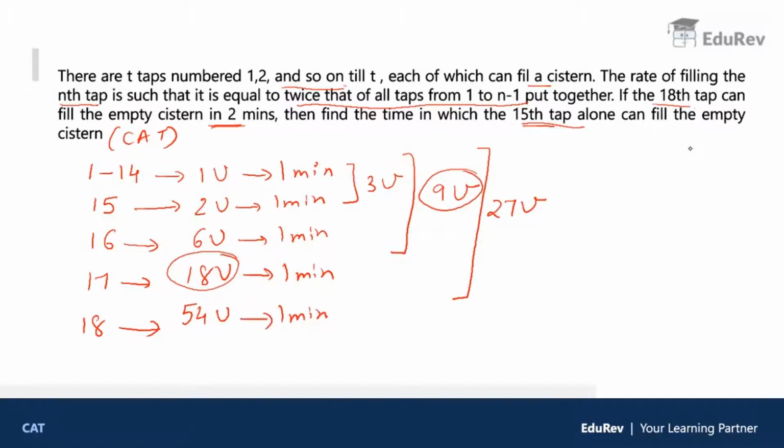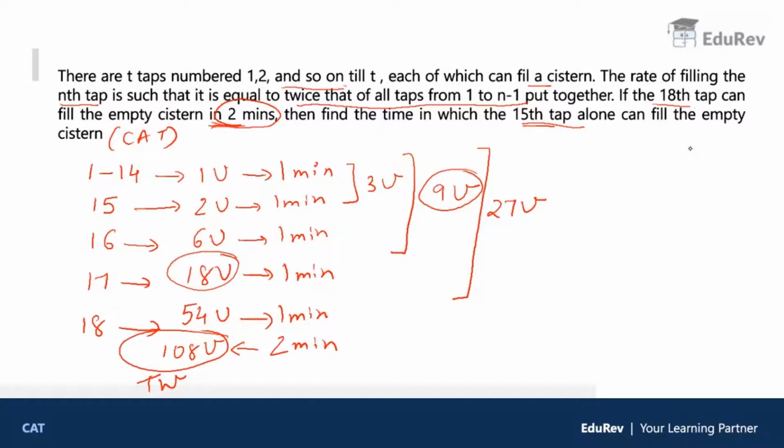But we know one thing about the 18th tap: it can fill the empty cistern in 2 minutes. 54 units are filled in 1 minute, so in 2 minutes it will fill 108 units. And we know after 2 minutes it fills the cistern, so 108 units is your total work.